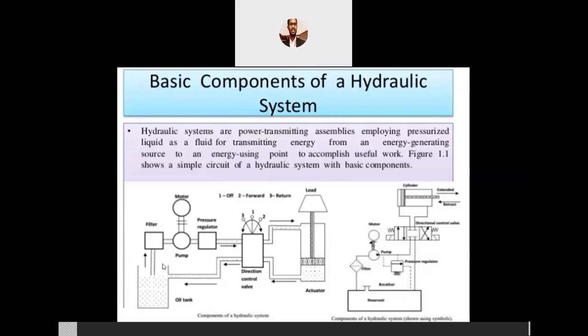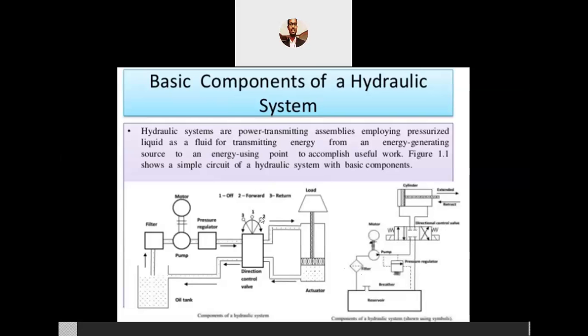Is that clear? The same sketch he has given in a graphical way. So my dear friends, please follow this. Filter is always given by the rhombus shape with a dotted line. This is a pressure regulator. Pump is always designated like this. Reservoir is always designated like this, like our tank. And this DCV, directional control valve, is designated like this.